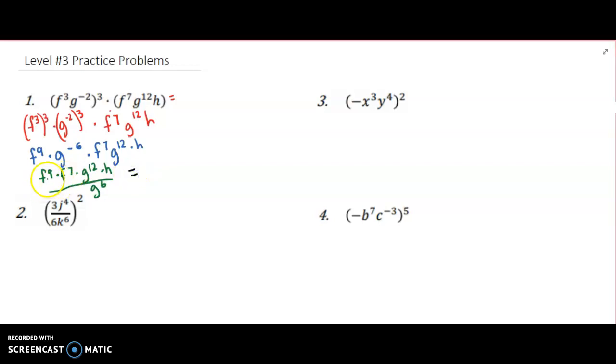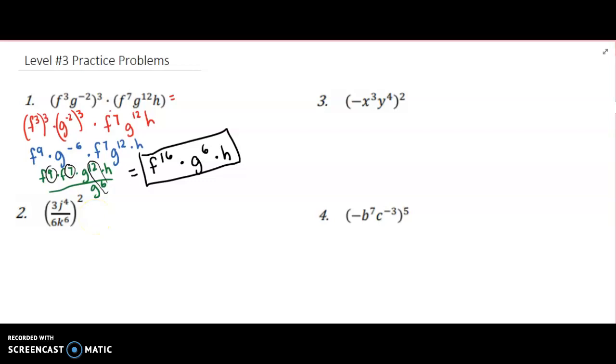Okay, now f to the 9th times f to the 7th, we will add these. So 9 plus 7 is 16. So I'd get f to the 16th times, well, g to the 12th over g to the 6th, we would subtract those exponents. So it's just g to the 6th. And we don't have anything to do with our h because that's the only h. So this should be your final answer.